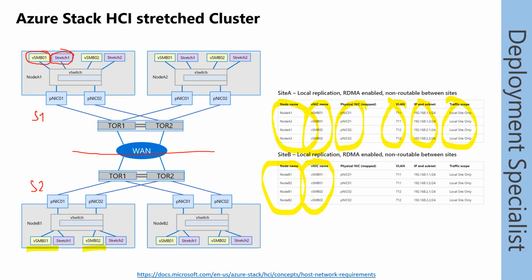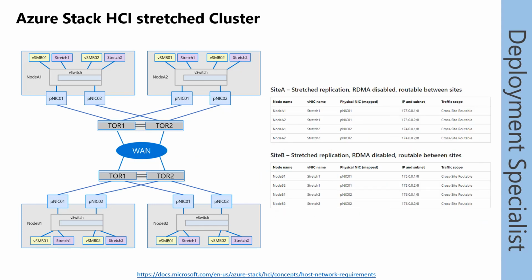We have the physical NICs that are mapped to this. We are using the virtual switch with the switch embedded teaming. We have the virtual LAN IDs. We have the IP subnets and the traffic scope for the local site only. So far, I think it's clear to you. This is what we would also configure in a separate Storage Spaces Direct cluster in Azure Stack HCI without stretching.